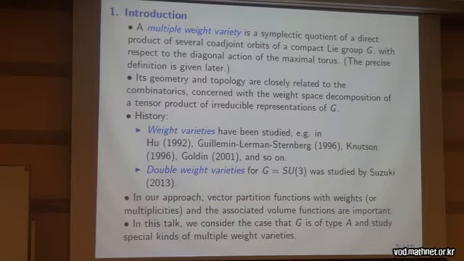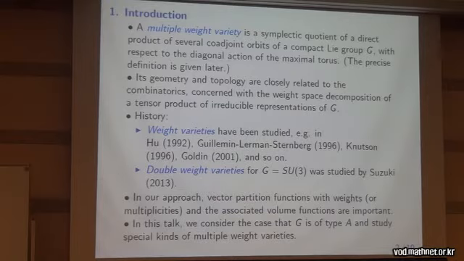Here is a short history. Weight varieties, which means that the number of coadjoint orbits is just one, have been studied, for example, in Hu, Guillemin-Sternberg, Knutson, Goldin, and so on. And double weight varieties, which means that the number of coadjoint orbits is 2, for the special case G is SU3, were studied by Suzuki in 2013. And in our approach, vector partition functions with weights or with multiplicities and the associated volume functions are very important.